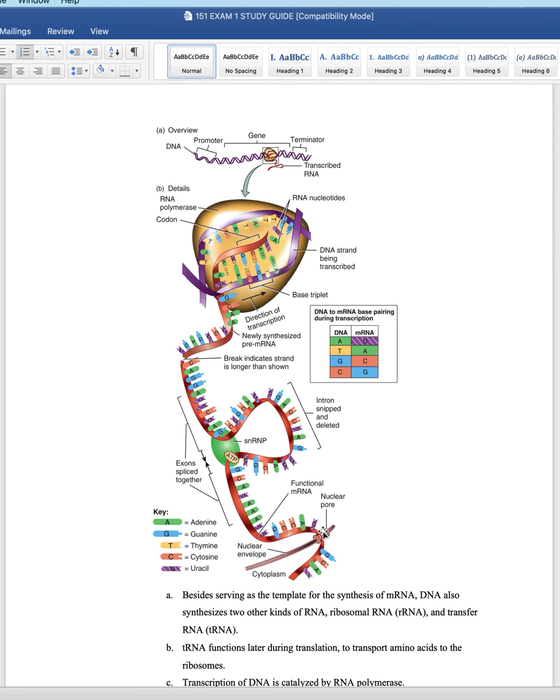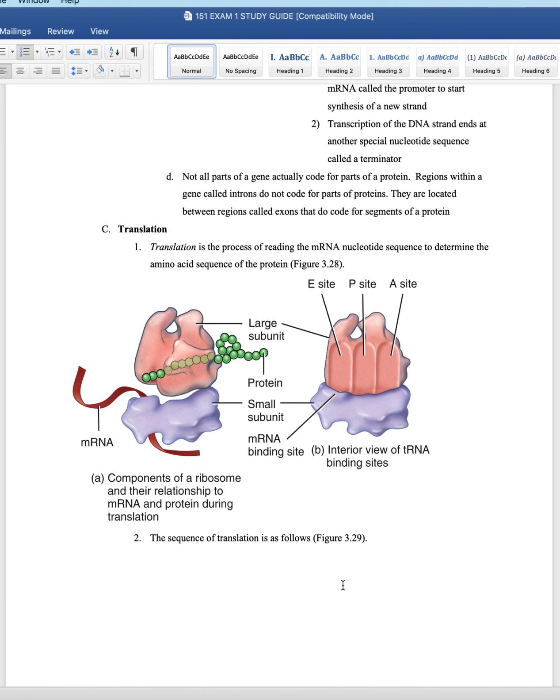If the answers are uracil, single-stranded, and ribose, then you're allowed out of that nuclear pore to find the site of protein synthesis in the cytoplasm, which would obviously be on the ribosomes. The ribosomes are found on the rough ER and also free in the cytoplasm. So in order for translation to occur, first we need that mRNA molecule, which we just had leave the nuclear pore. It has to bind to the small subunit. Once it does bind, then we're going to have the large subunit binding.